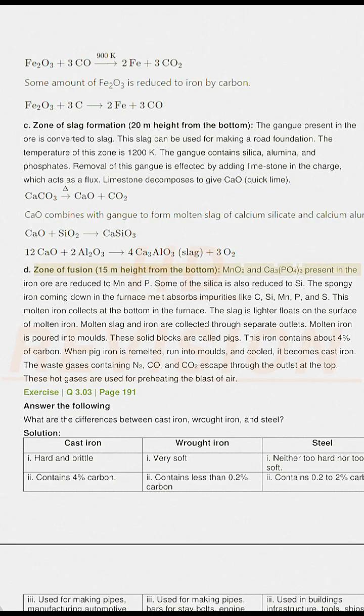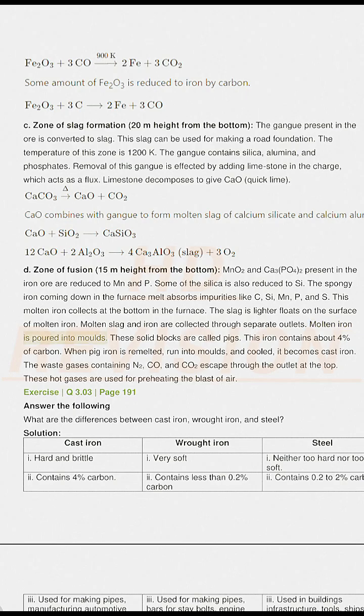D. Zone of fusion, 15 m height from the bottom. MnO2 and Ca3(PO4)2 present in the iron ore are reduced to Mn and P. Some of the silica is also reduced to Si. The spongy iron coming down in the furnace melts and absorbs impurities like C, Mn, P, and S. This molten iron collects at the bottom in the furnace. The slag is lighter and floats on the surface of molten iron. Molten slag and iron are collected through separate outlets.